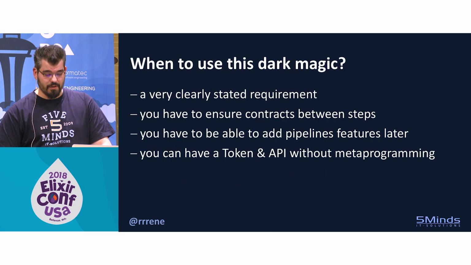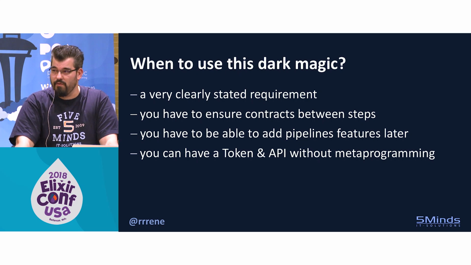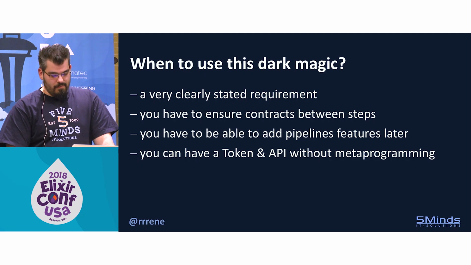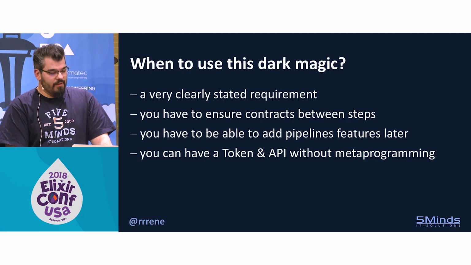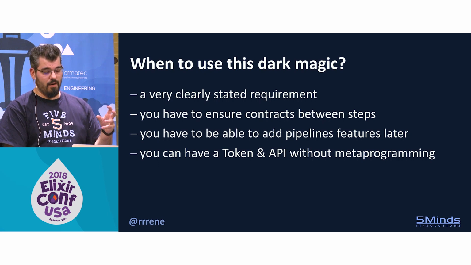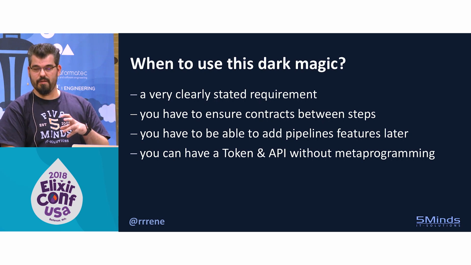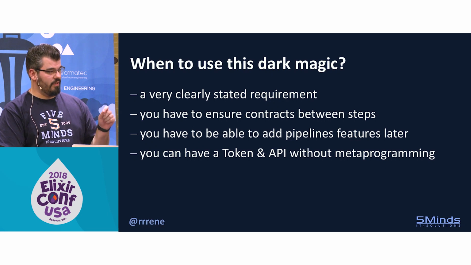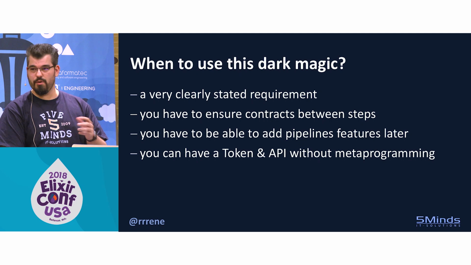So, when should we use this dark magic, especially since the first rule of metaprogramming is don't use metaprogramming? Well, you should have a clearly stated requirement. For example, when you have to ensure contracts are met between the business steps, or when you have to be able to add things like additional steps or universal halt mechanism or metrics or reporting later on. Remember, metaprogramming can help you ensure such a consistent flow, but you can have a token and token API without metaprogramming, because as we discovered, it's just modules and functions.